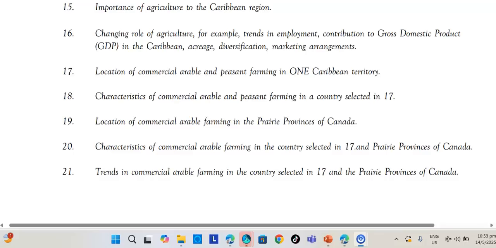Now, what are the characteristics of commercial arable farming in Canada? It's done on large-scale farms. They have mechanized farming, so they use tractors, harvesters, and irrigation systems. They grow grains and oil seeds. They depend heavily on technology and weather data. Farms are often family-run businesses, but some are owned by corporations. Highly productive, it is a key part of Canada's agricultural export.